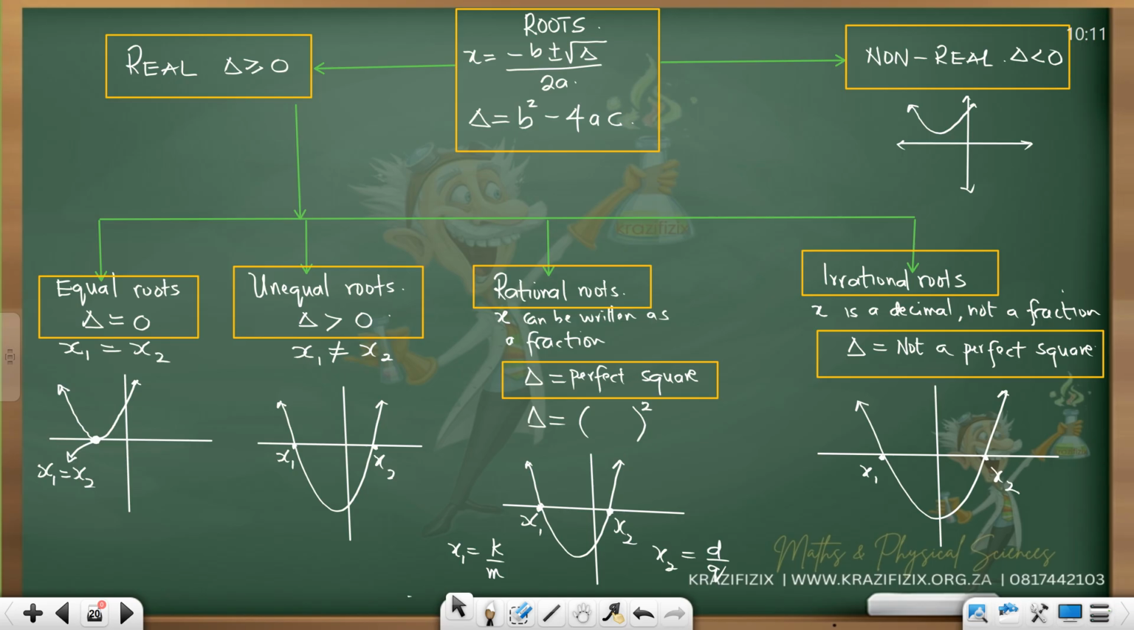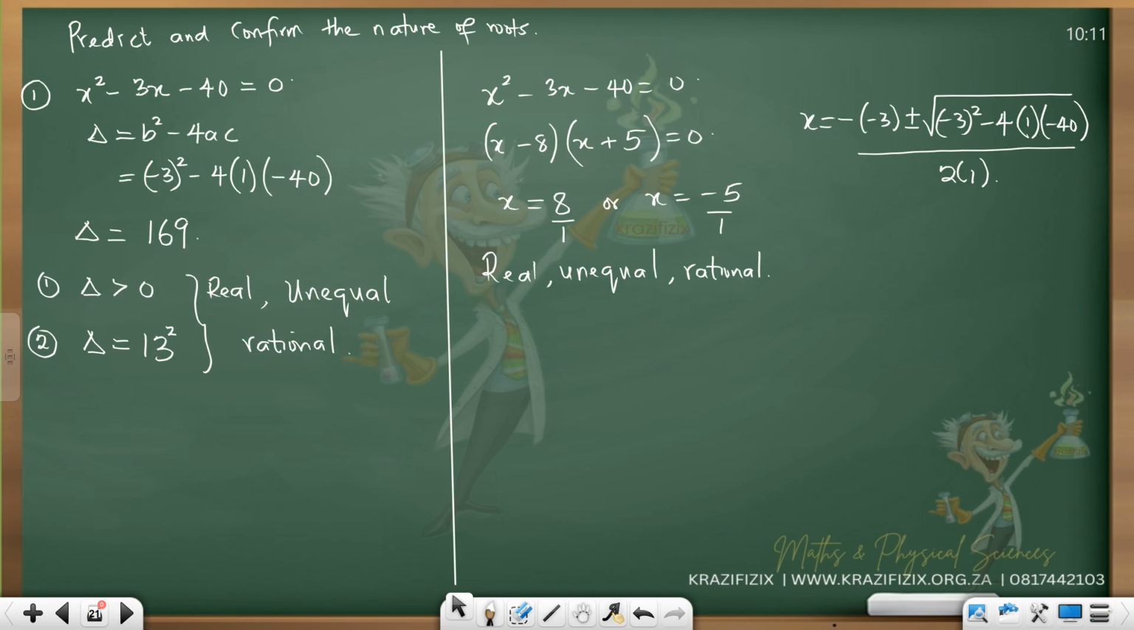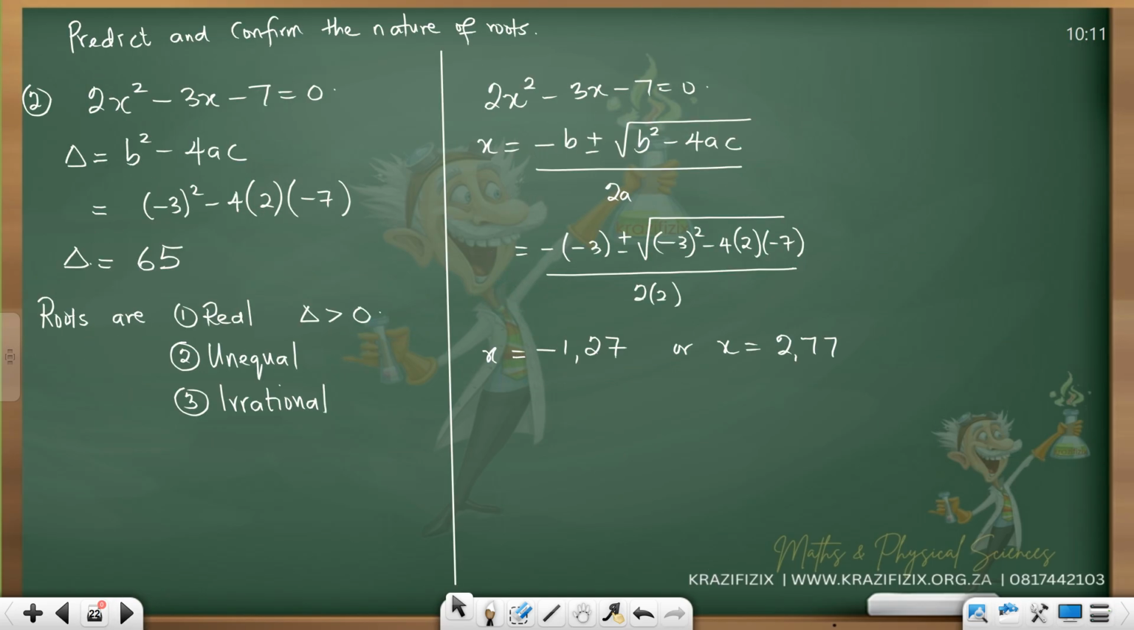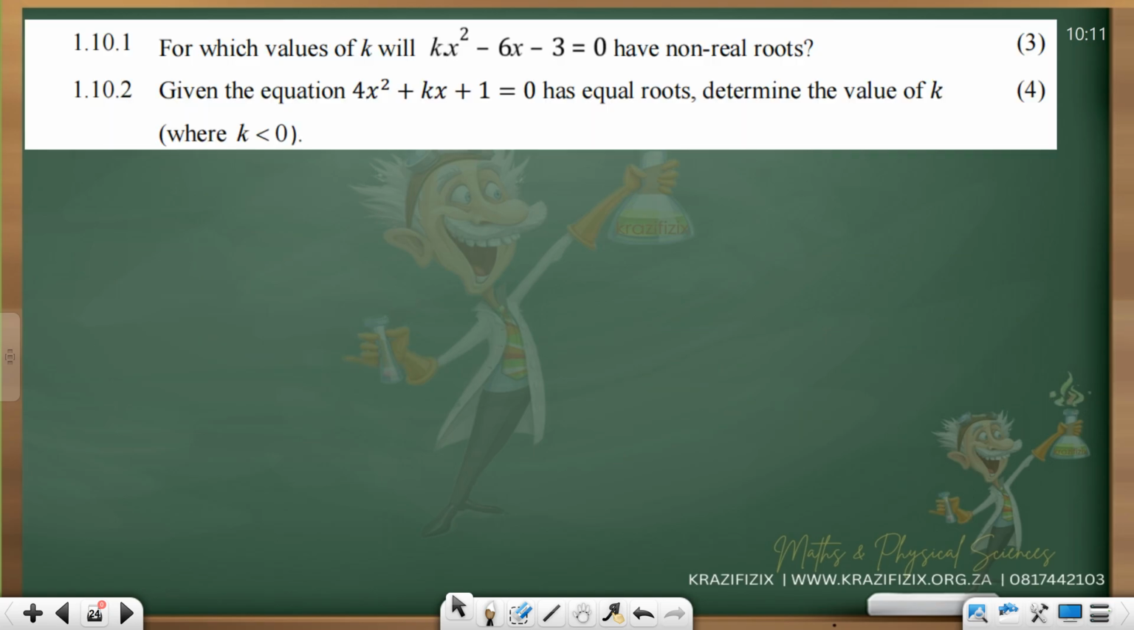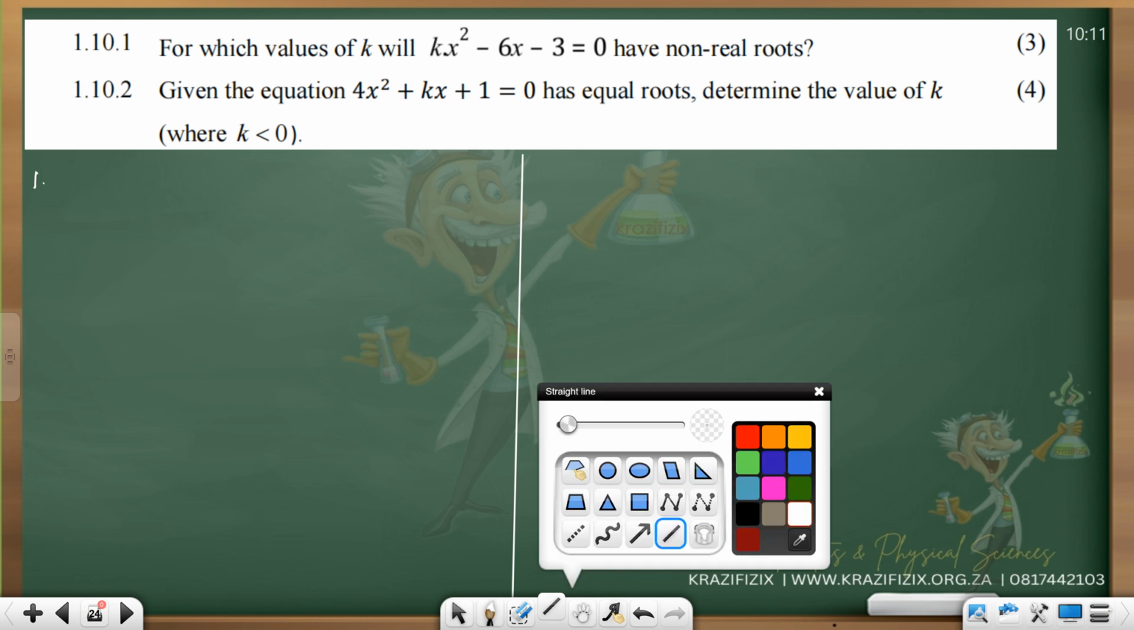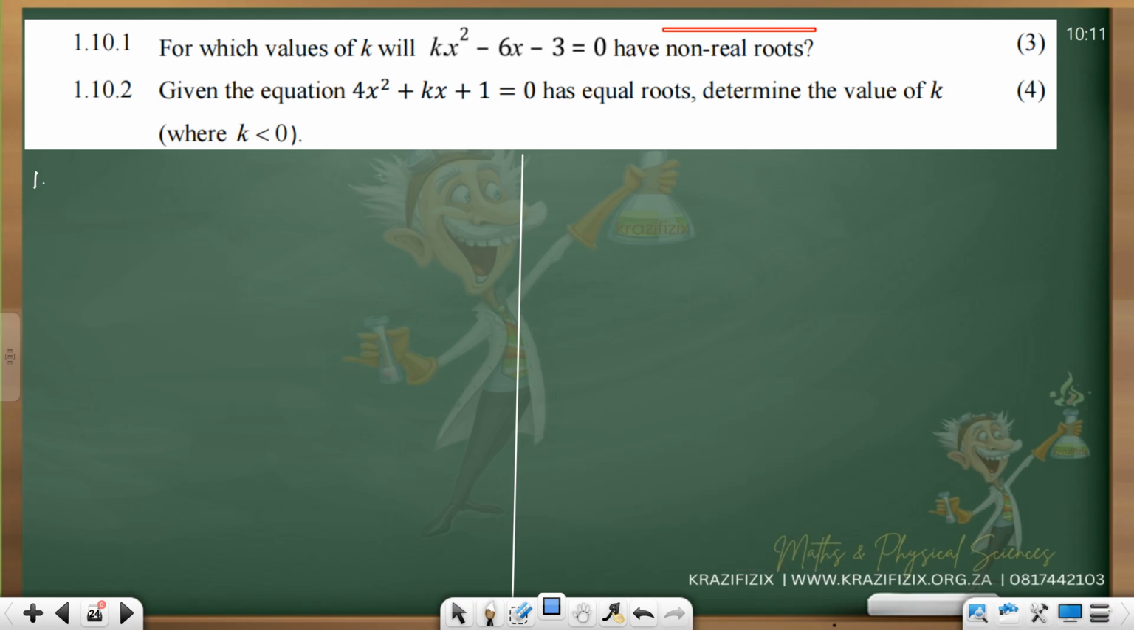All right, grade 12, I'm sure you've taken a picture of that. We won't do as many activities as I wanted us to do as usual, but we will see how to catch up. Look at this. Number 1, for which values of k? Now, please, the examiner is saying find the values of k. For which values of k, number 1, will that have non-real roots?